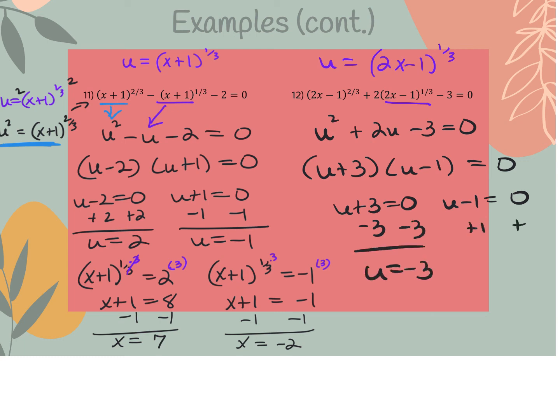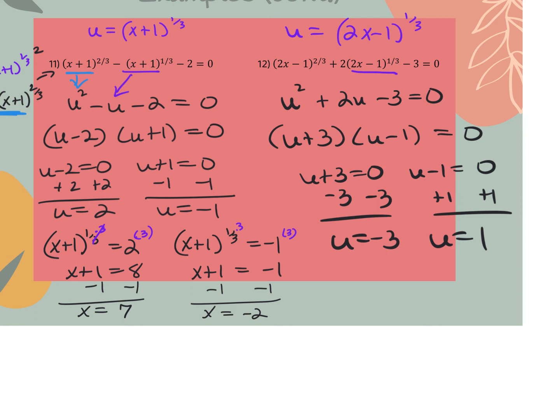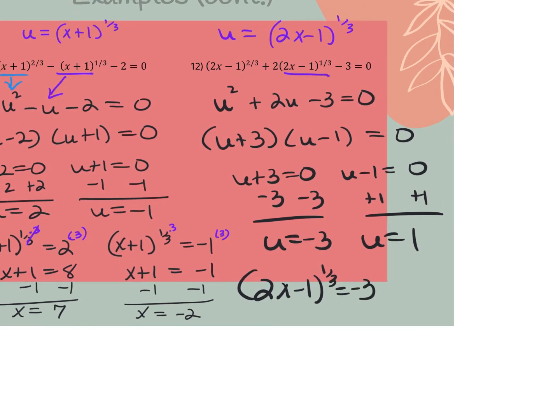So add 1. Now I'm replacing the u with what I set it equal to at the beginning, which was that purple: 2x minus 1 raised to the 1/3 power. And then I have 2x minus 1 raised to the 1/3 power equals positive 1. In order to get rid of that rational exponent, I'm going to raise both sides to the 3rd power.